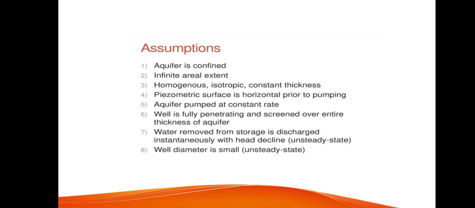Next, homogeneous, isotropic, constant thickness. So a homogeneous, isotropic aquifer of constant thickness means that it has consistent properties throughout, such as uniform permeability and porosity. It behaves similarly in all directions and maintains a uniform thickness. So these characteristics simplify groundwater flow analysis and modeling.